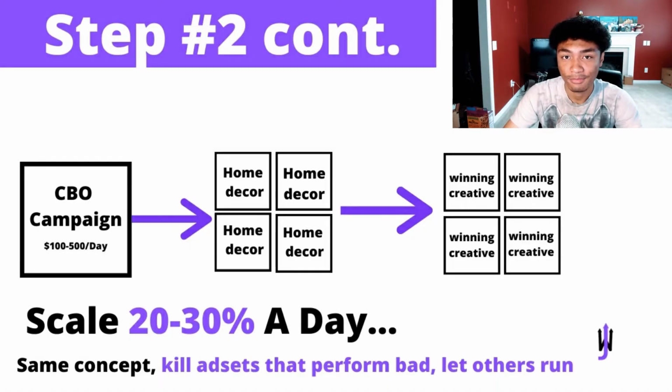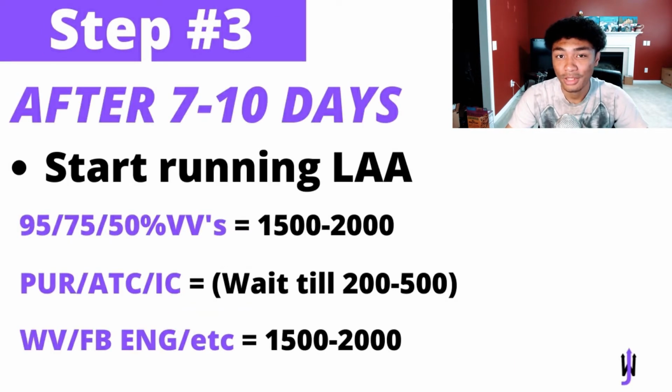So the same concept for testing interests is the same as scaling. Kill ad sets that perform badly and then let others run. So the big third step after this, and this is only after 7 to 10 days, usually by this time you'll have enough data on your pixel to start running lookalike audiences. You want to start running lookalike audiences because these specifically are going to be doing very well.